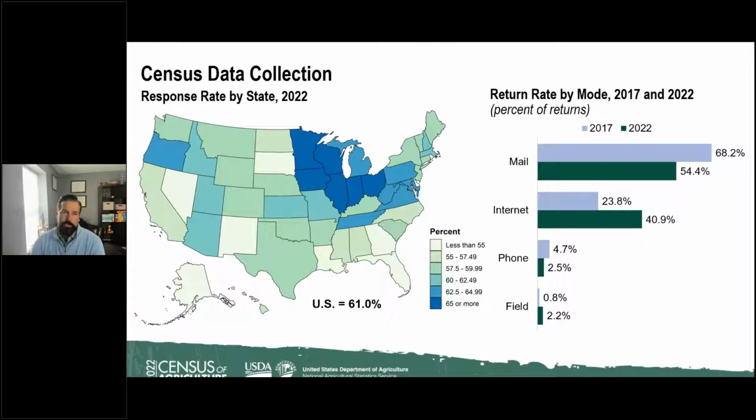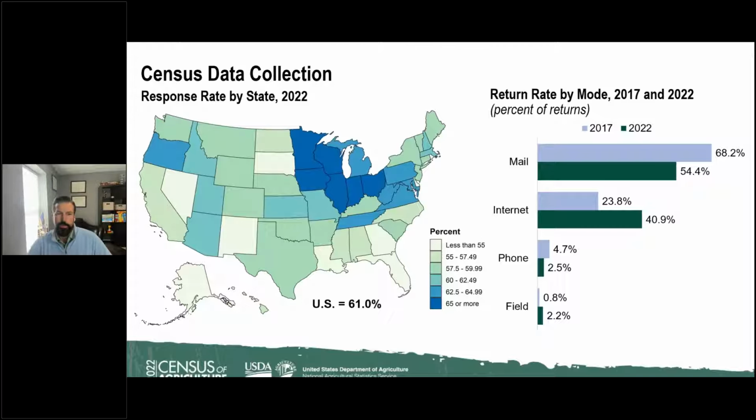Next slide, please. The 2022 Census of Agriculture had a response rate of 61%. This is down 10.8 percentage points from 2017. Response rates are highest in the Midwestern states and lowest in the Southeast and a few states in the western half of the country. Looking at the bar chart on the right, I would note that in 2022, NASS made a concerted effort to encourage responding via the web. While mail response is still the most common, web response was up 17 points from 2017. While response rates are down, NASS still received over 1 million responses to the Census of Agriculture.